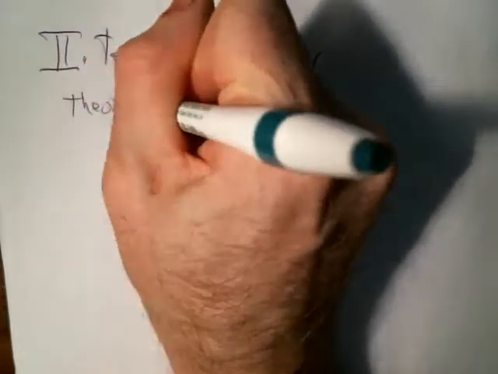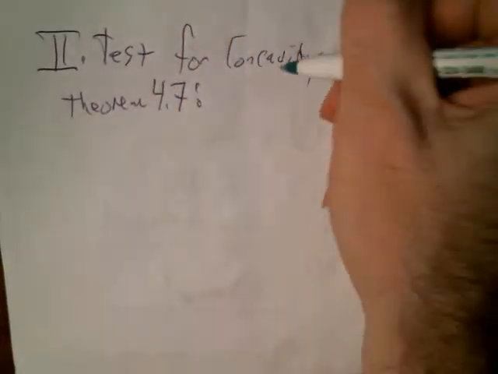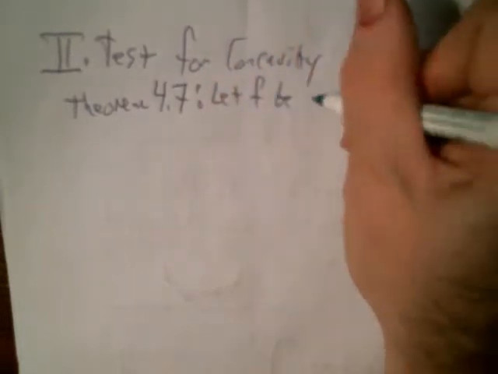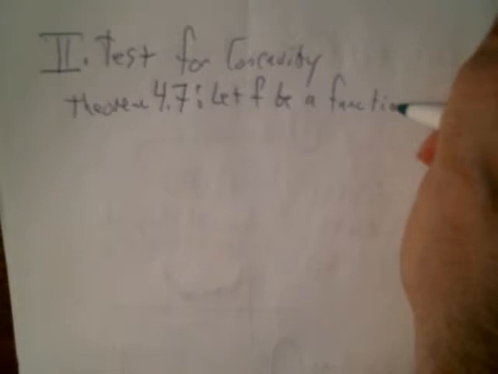Test for concavity. So it's theorem 4.7 in particular. Let f be a function whose second derivative exists on an open interval. I guess the first derivative test is really about finding maxes and mins, right? So this is more or less just a definition that we'll use. It was theorem 4.5 as the corresponding theorem for first derivatives. This wouldn't be like the first derivative test.